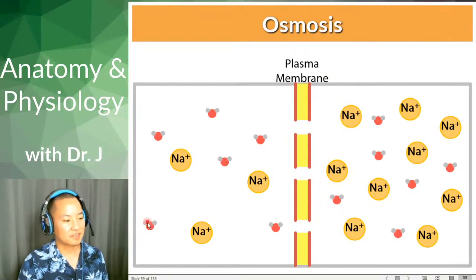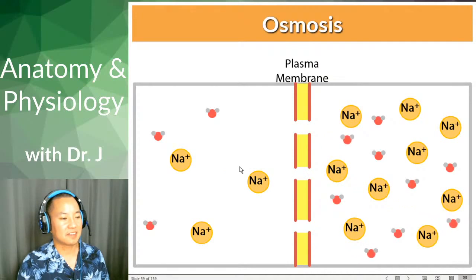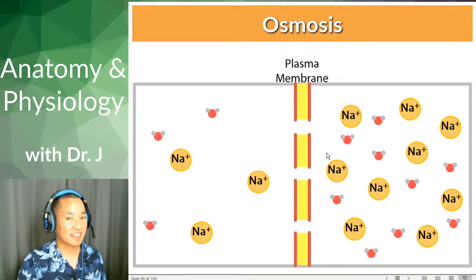Well, notice that in this cartoon, I'm only showing 6 water molecules on both sides. But notice the water to sodium ratio here is twice the ratio of sodium. Over here, you have fewer water molecules compared to a large concentration of sodium. So this side is very dilute, and this is very concentrated. What's going to happen is that the water is going to try to balance it out.